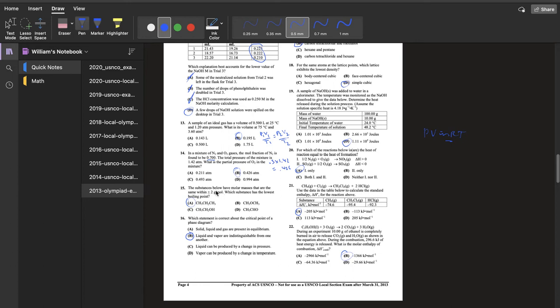15. Which has the lowest boiling point? Okay, so basically we're going to be looking at intermolecular forces here, because if you have low amounts of intermolecular forces, or just weak ones in general, you're going to have a lower boiling point. So this has hydrogen bonding, because you have HL. This has hydrogen bonding. So cross those out.